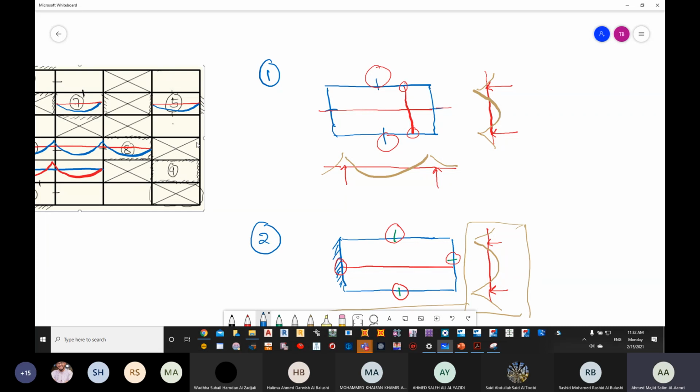So next class, we are going to have further problems in terms of drawing the bending moment, in terms of finding the coefficients, and we'll start directly the problems or the numerical problems.